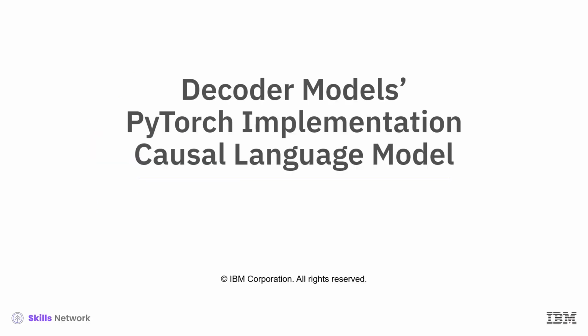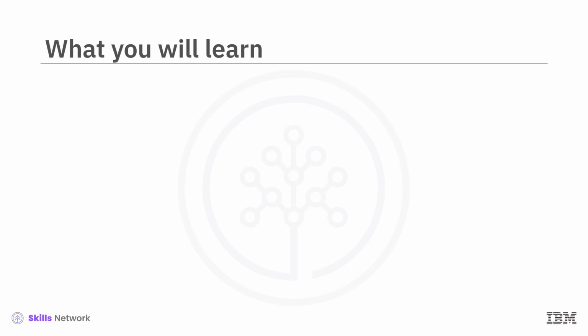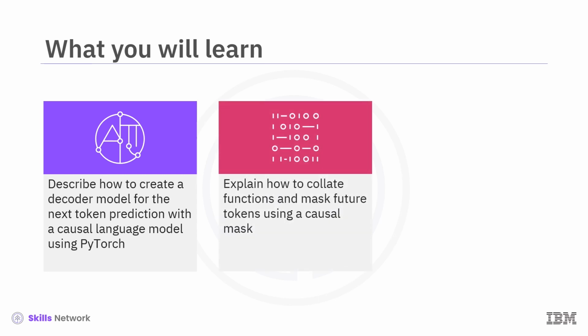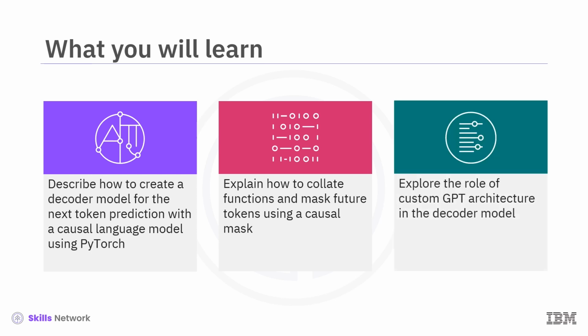Welcome to the video Decoder Models, PyTorch Implementation: Causal Language Model. After watching this video, you'll be able to describe how to create a decoder model for the next token prediction with the Causal Language Model, or LM, using PyTorch. You'll also be able to explain how to collate functions and mask future tokens using a causal mask. Additionally, you'll be able to explore the role of custom GPT architecture in the decoder model.